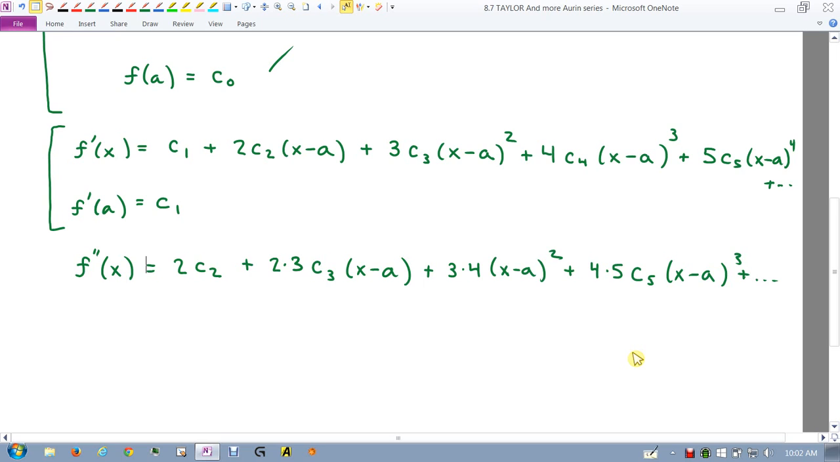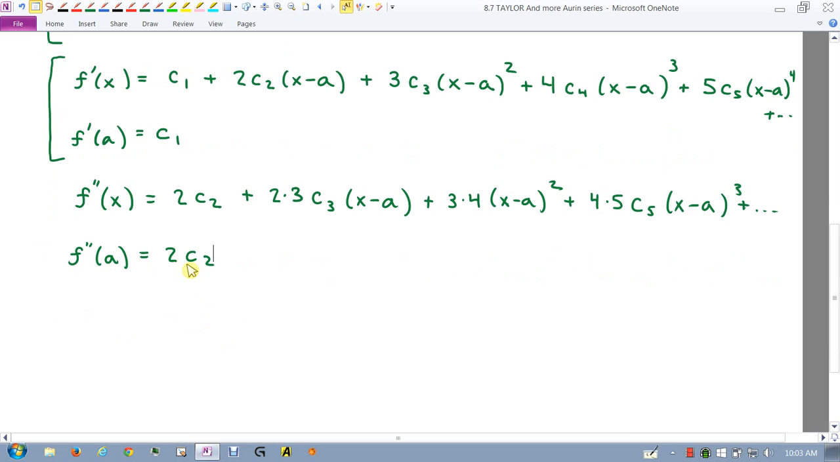So how am I going to get c sub 2 now? Plug a into the second derivative, right? Plug a into the second derivative, and I would get just 2c2, wouldn't I? And let's solve for c2, because right now I have a 2 in front of it. So wouldn't I just divide both sides by 2? I'll do it next line, which means that f double prime a over 2 equals c sub 2.